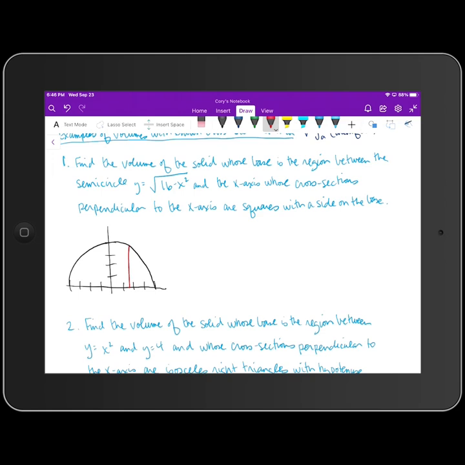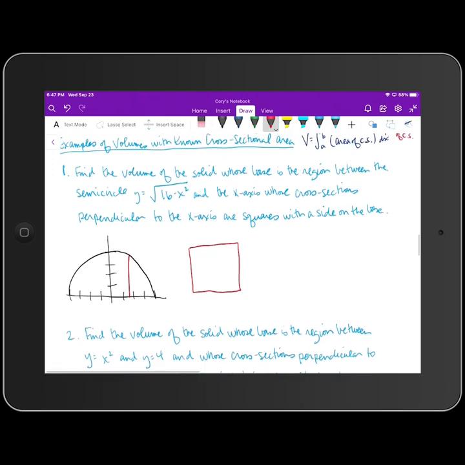So what I'm going to do is take the square that's popping up off the screen at me, and draw that square. That's my cross section. I'm going to draw that cross section over to the right. All we have to do to set up our integral is come up with a formula that gives us the area of the cross section.